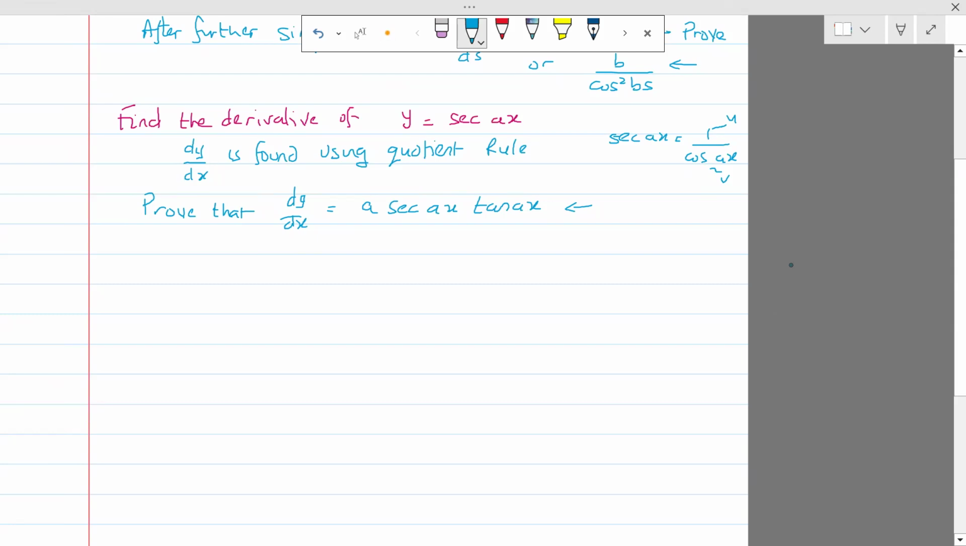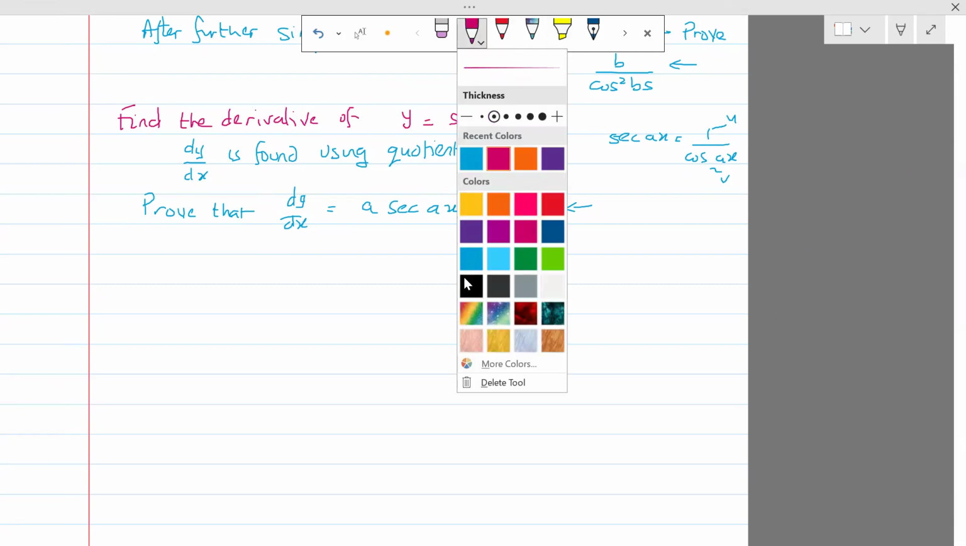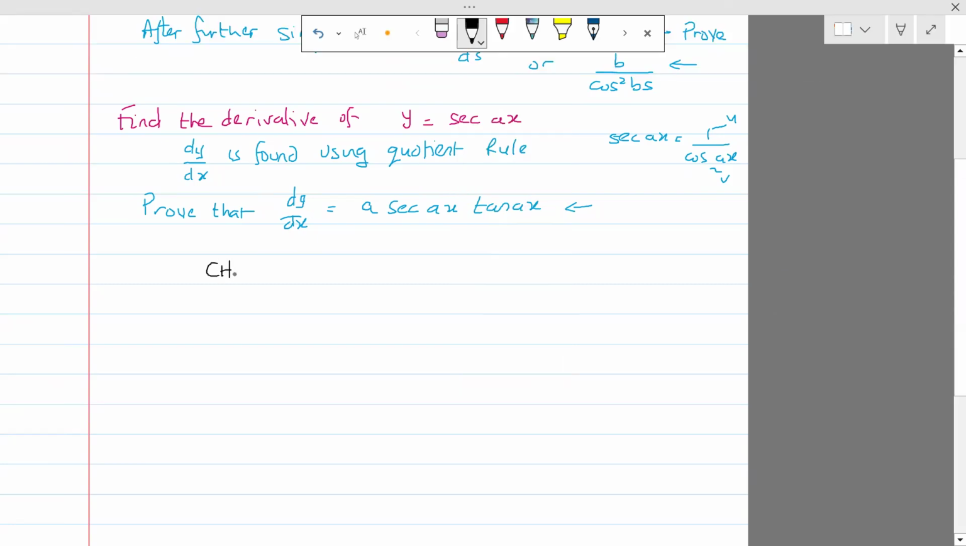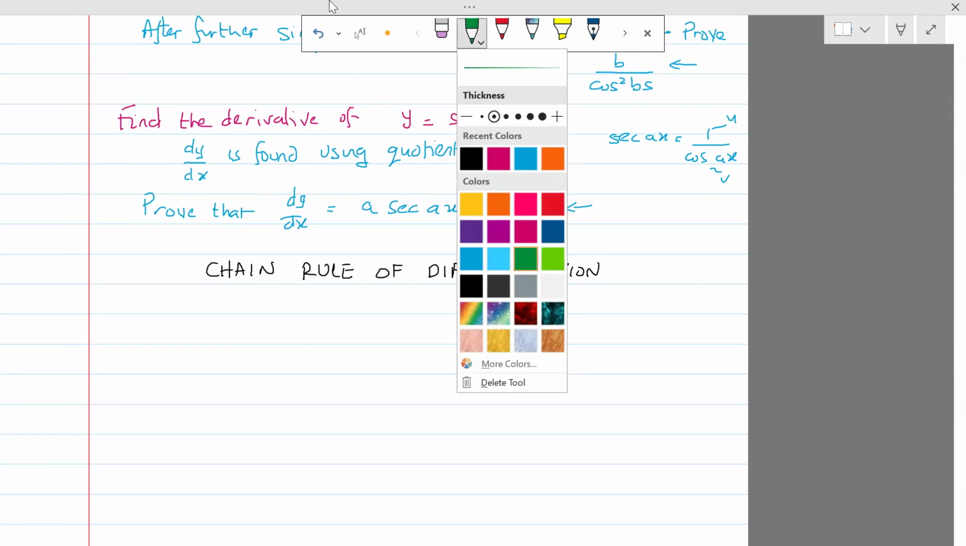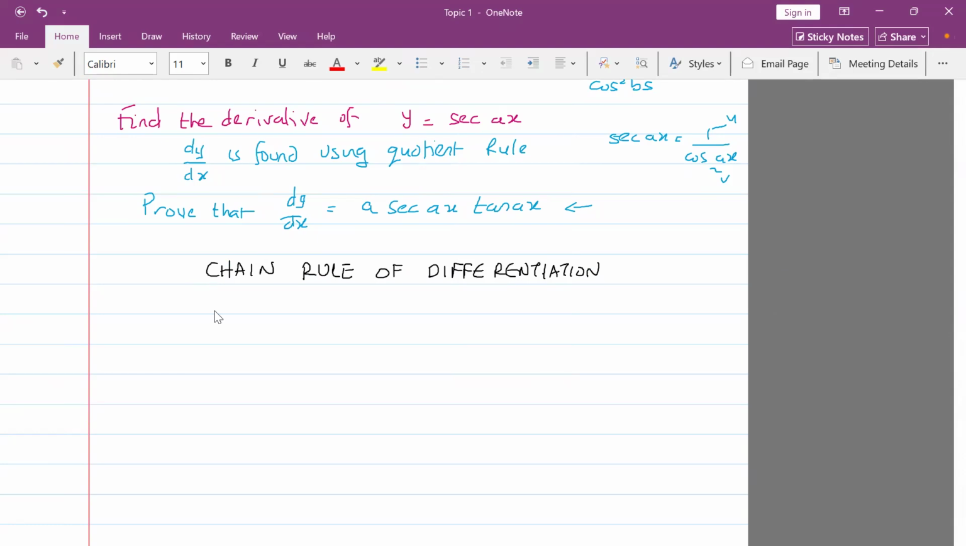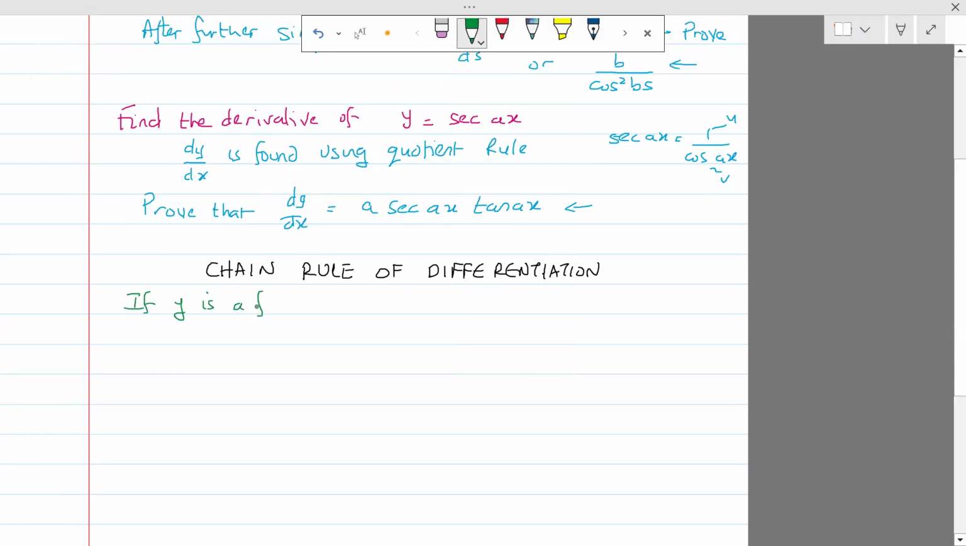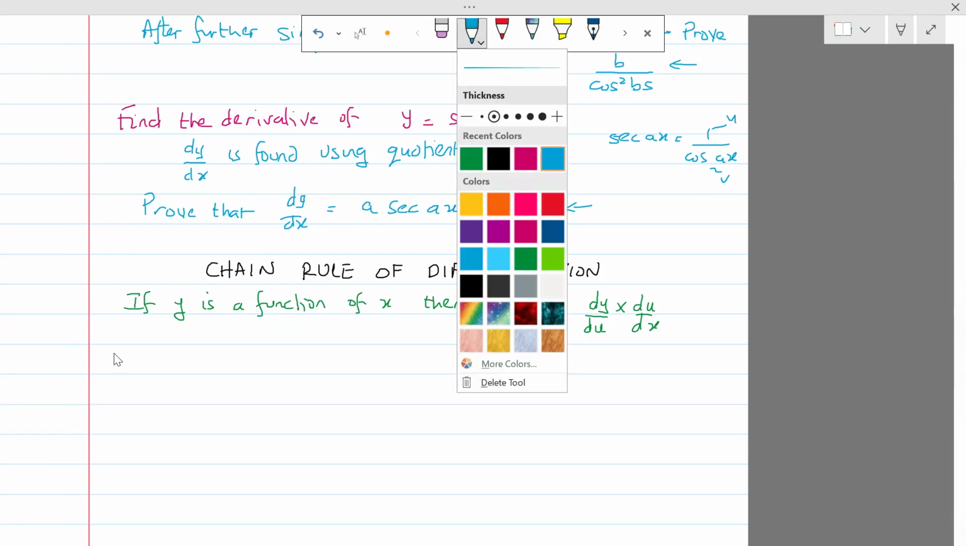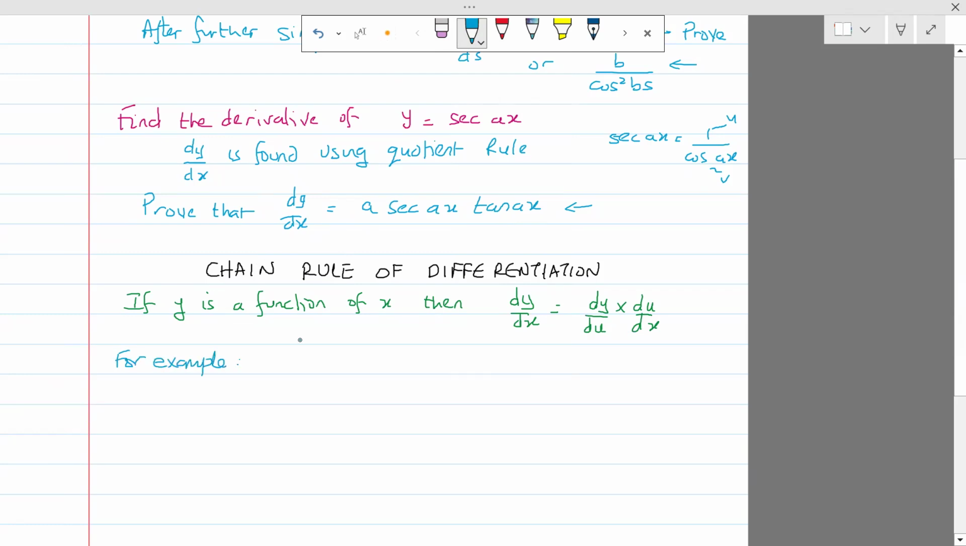Now let's look at the chain rule of differentiation. Chain rule of differentiation. So the rule states that if y is a function of x, then dy by dx is dy by du times du by dx. To better understand, let's have a simple example.